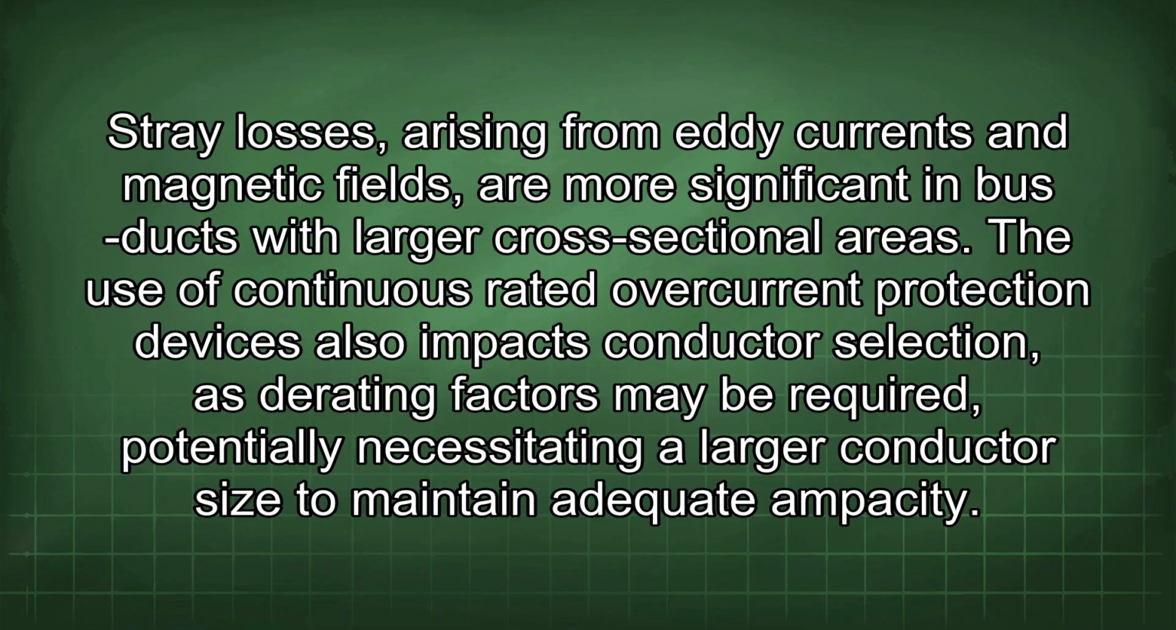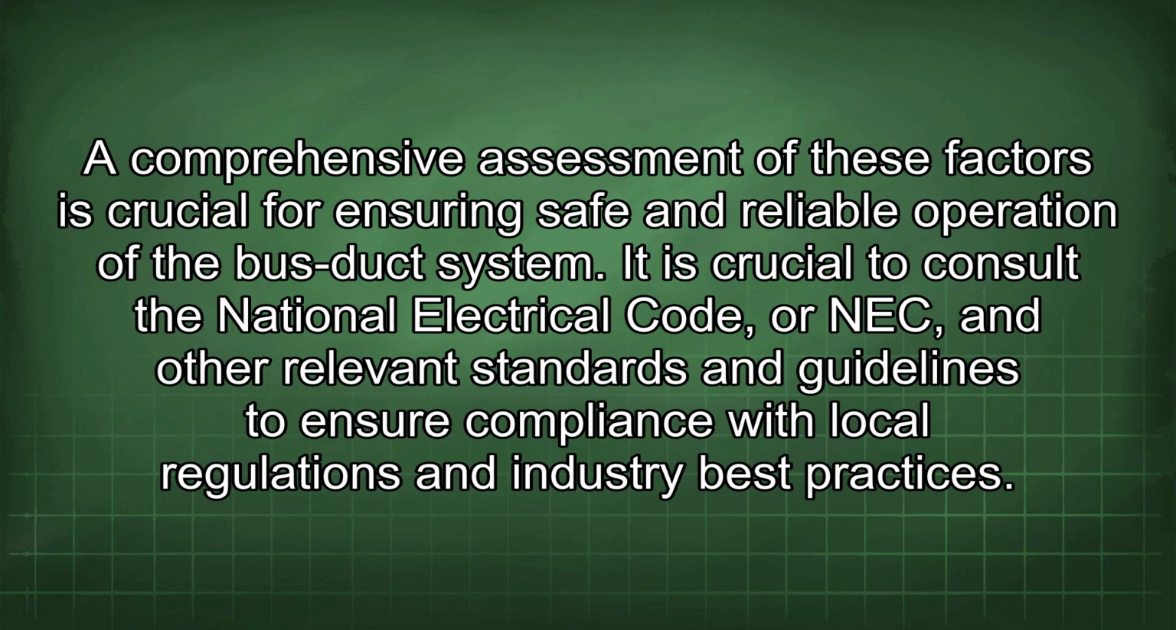Stray losses, arising from eddy currents and magnetic fields, are more significant in bus ducts with larger cross-sectional areas. The use of continuous rated overcurrent protection devices also impacts conductor selection, as derating factors may be required, potentially necessitating a larger conductor size to maintain adequate ampacity. Comprehensive assessment of these factors is crucial for ensuring safe and reliable operation of the bus duct system.